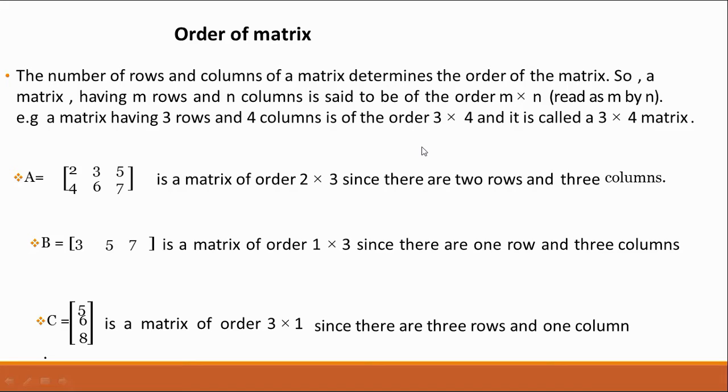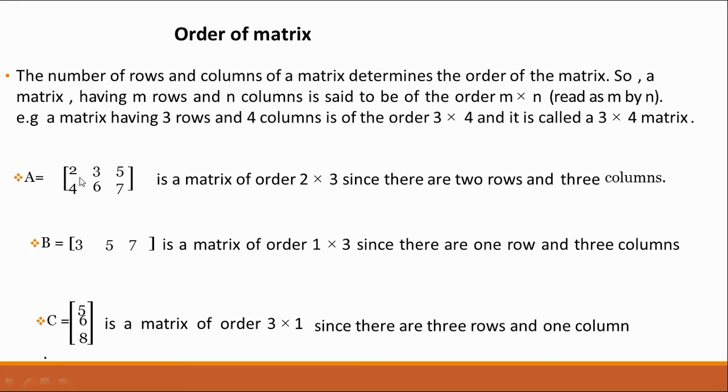In the previous slide we found the number of points by multiplying the number of rows and the number of columns, but for the order of a matrix we cannot multiply the number of rows and columns to get the order. Simply we write m by n. The expression m by n shows that there are m rows and n columns. For example, a matrix having 3 rows and 4 columns is of the order 3 by 4. It is called a 3 by 4 matrix.